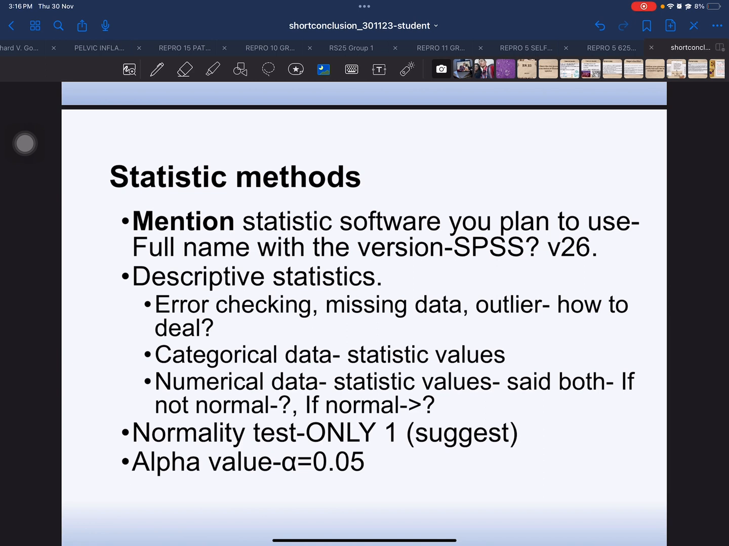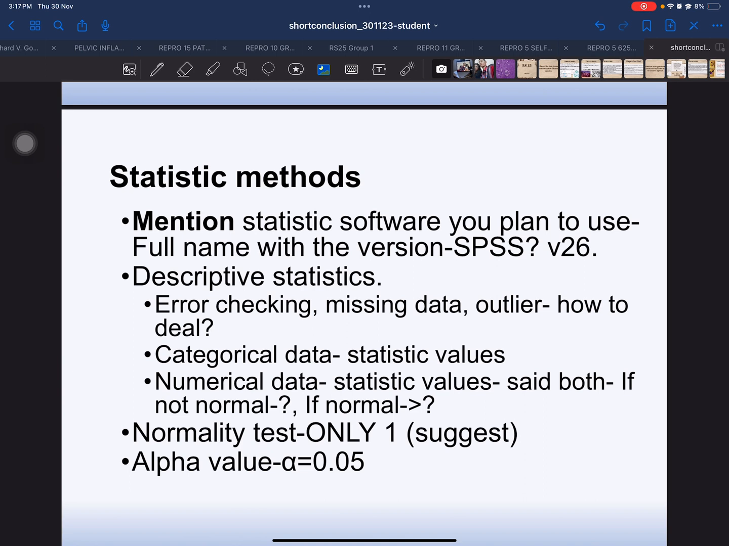So you need to mention the descriptive analysis. You also have to mention that categorical data you will report as percentage and frequency. If data is not normal, you will report median and IQR. If normal, you report mean and standard deviation. This is the standard one. How to check whether your data is normal or not is based on the normality test. At this moment we have not taught you the normality test, but you can Google search any normality test. You just need to report one normality test in your proposal.